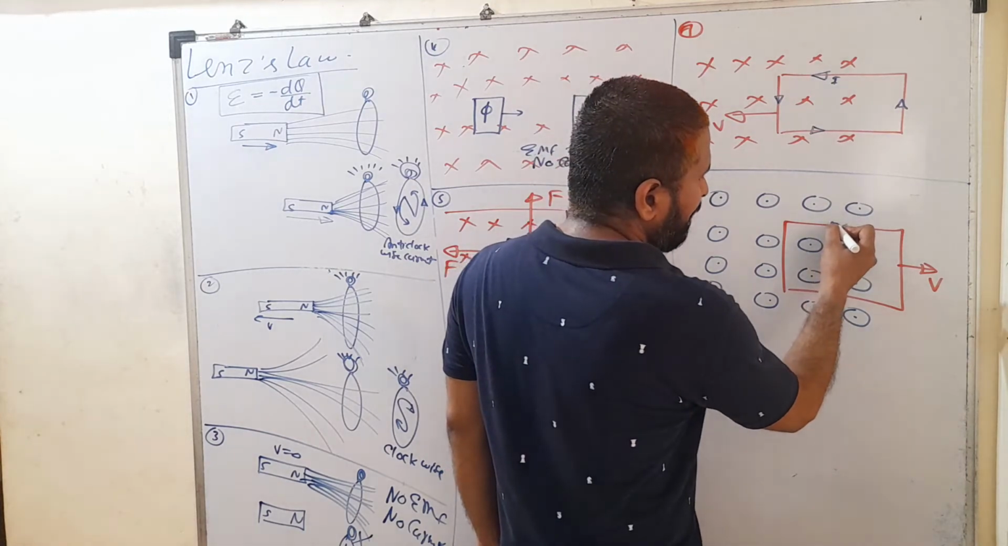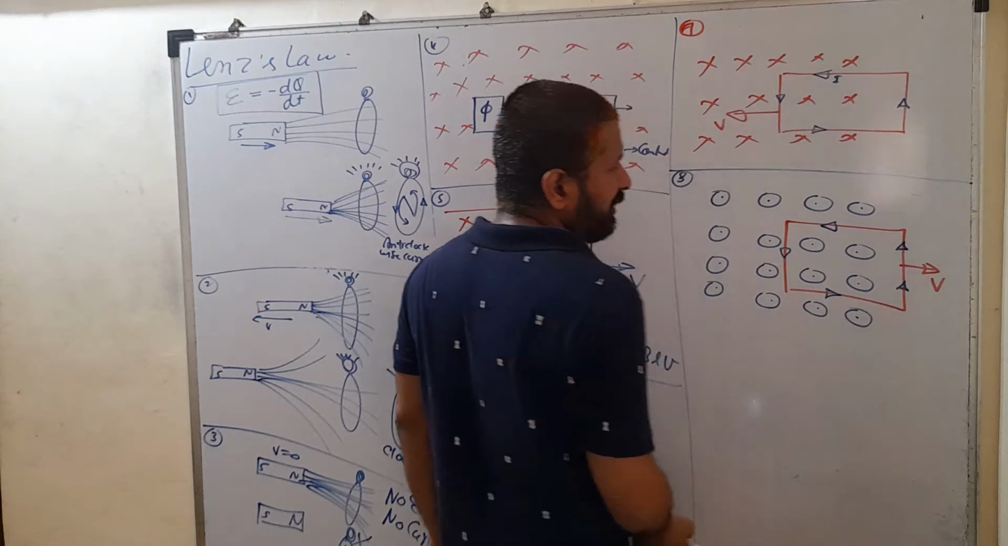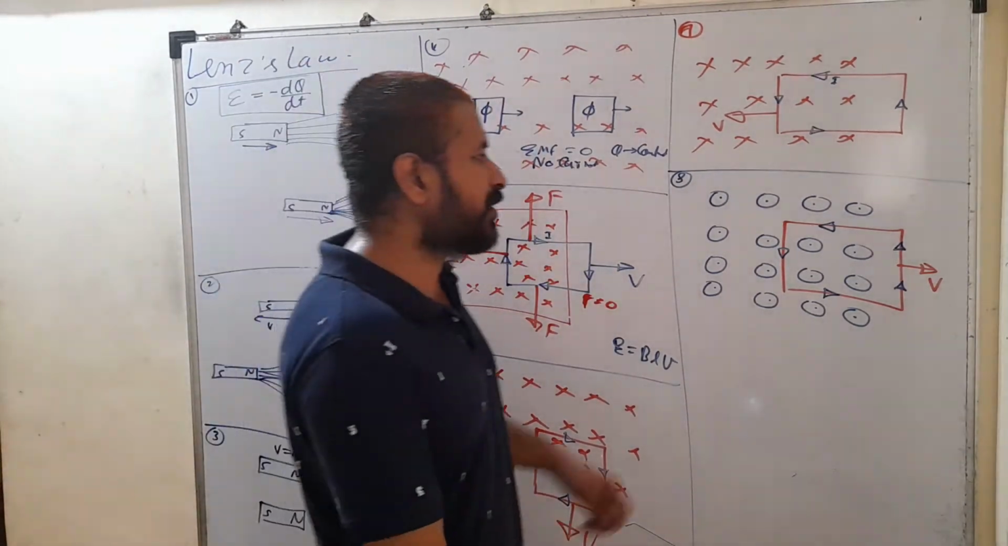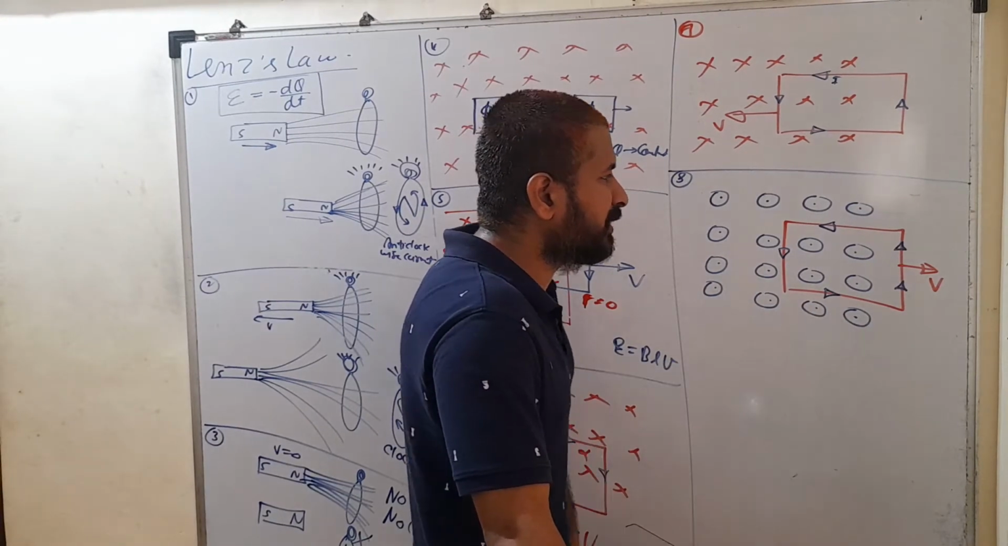So in which direction does it have to flow? Anti-clockwise direction, because anti-clockwise current generates a magnetic field in the outward direction. So we are trying to decrease outward lines, so current is developed in the anti-clockwise direction which can increase outward lines.